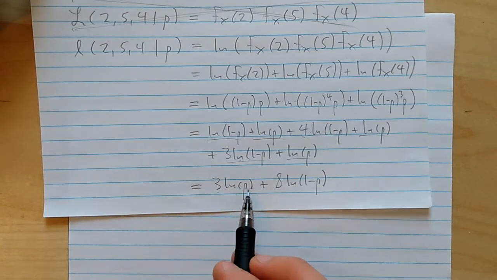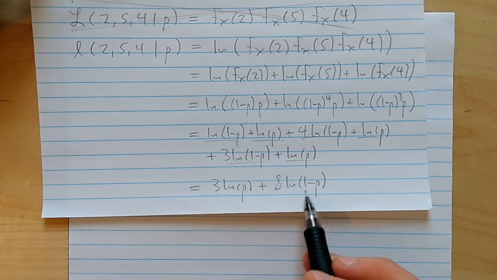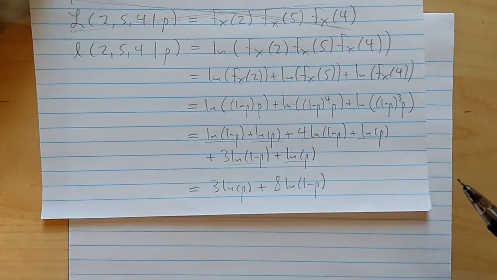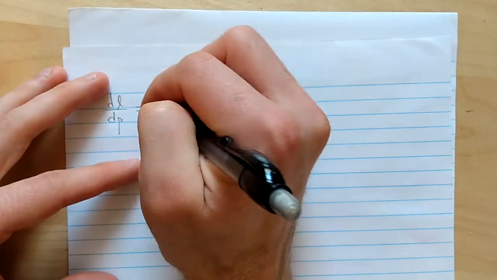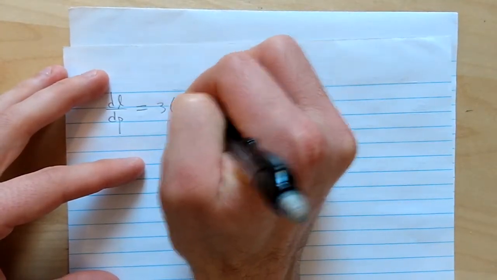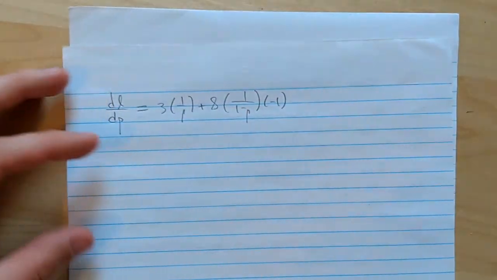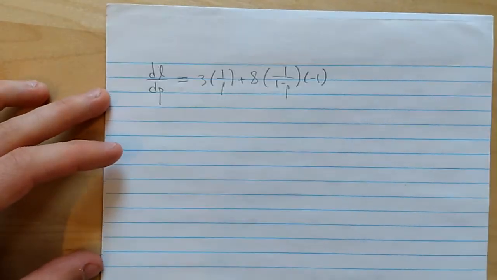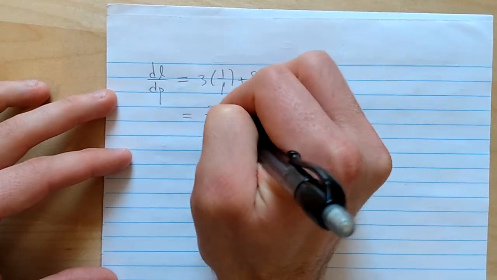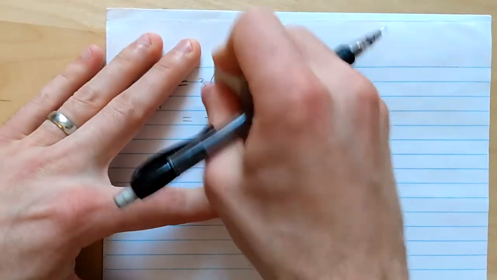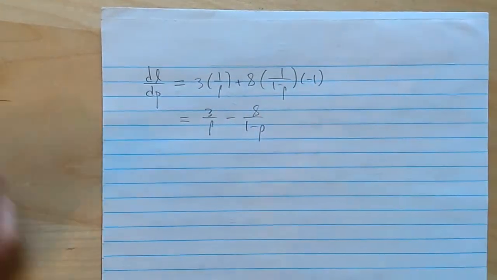The 3 is going to stay where it is. The ln of p is going to turn into 1 over p. For the ln of (1 minus p), I've got to use the chain rule. It's going to turn into 1 over (1 minus p) times the derivative of (1 minus p), which is negative 1. So we're going to get 3 times 1 over p plus 8 times 1 over (1 minus p) times negative 1. I did that right? I think that's good. And so we have 3 over p minus 8 over (1 minus p). Great.